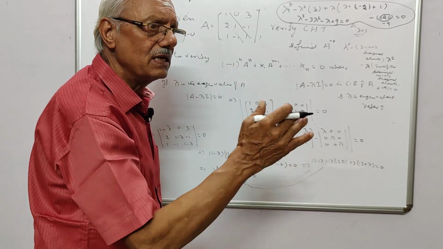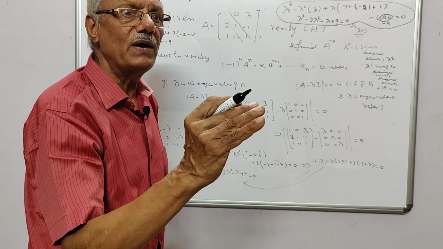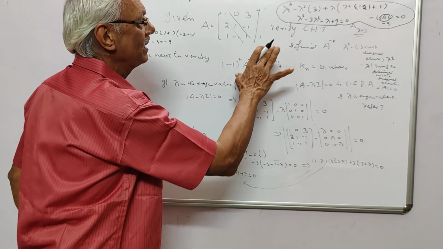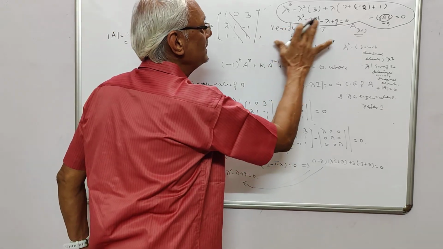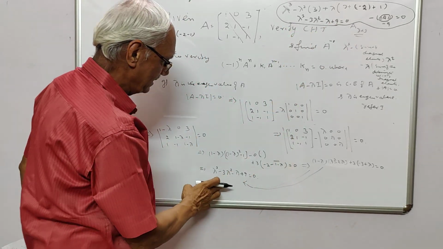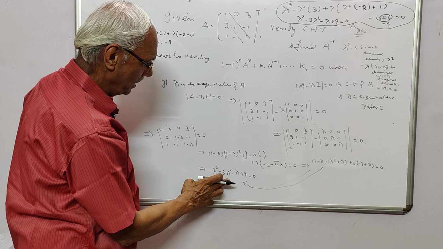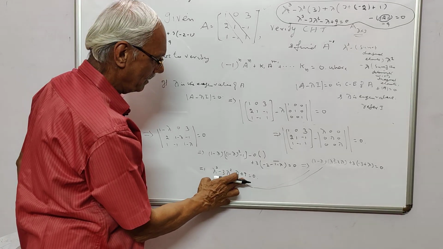Then minus the determinant value of the given matrix. So I have written, see what is that? I hope that all of you should have understood well. Now you see that this is what you get. Now don't you see that this is the same as this? Lambda cube minus 3 lambda squared minus lambda plus 9.